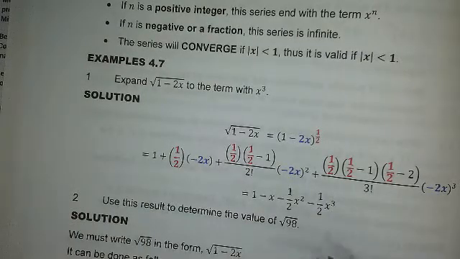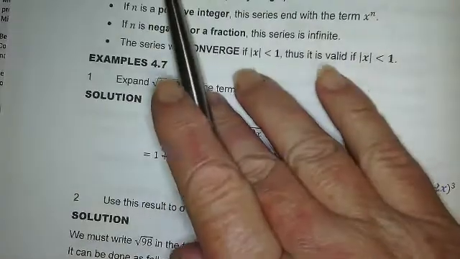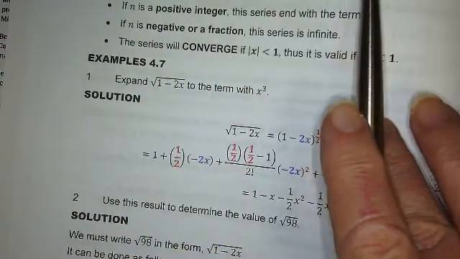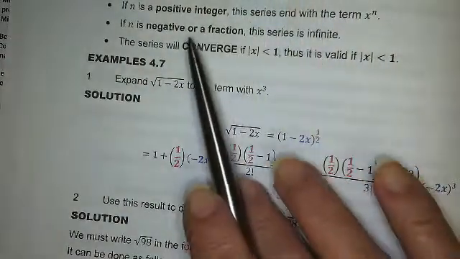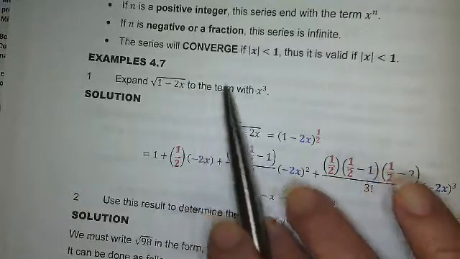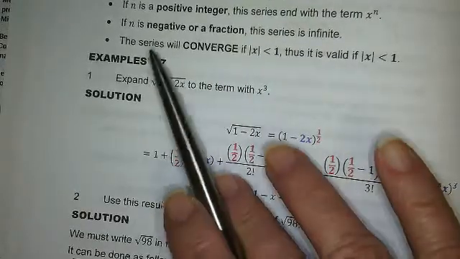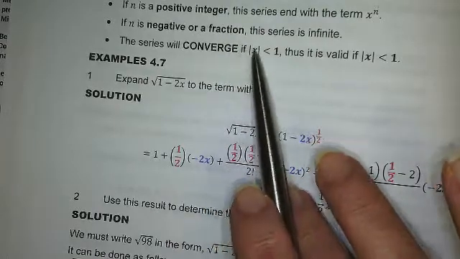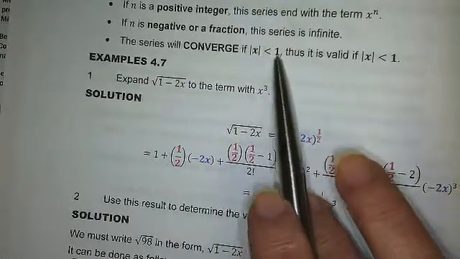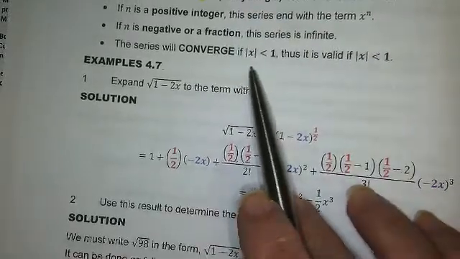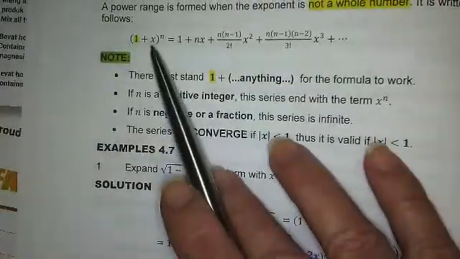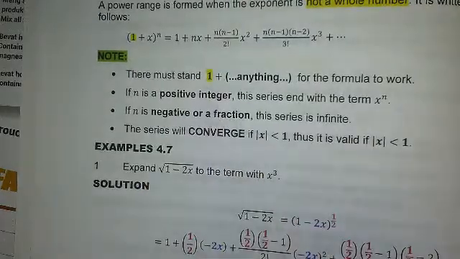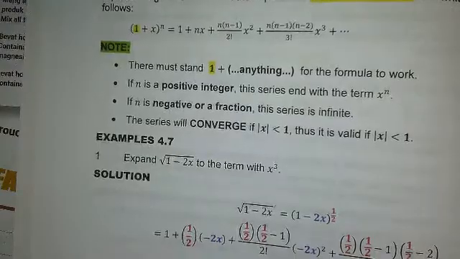Once again, when will I do the power series? When my n is a real number. It's infinite, it's not ending there. And the question will always say expand to a certain number there. The series will converge, that means get to a certain point, certain answer, if the absolute value of x is less than 1. Now remember that x there is my second term. And I must always start with a 1 there.